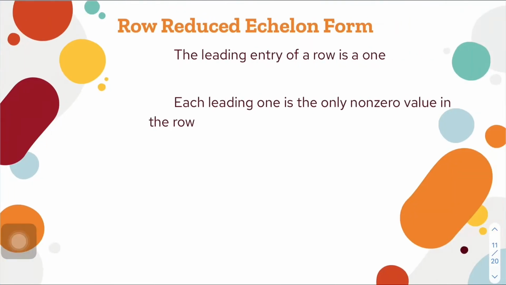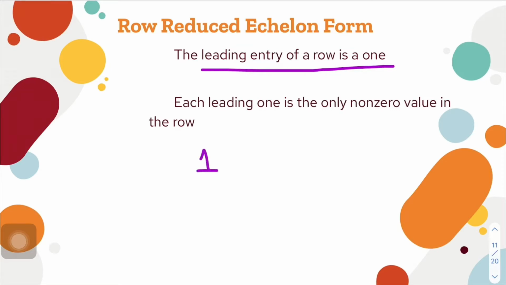Okay, row reduced echelon form is on top of echelon form, you have a really specific way you want this matrix to look. The leading entry of a row is 1. So it can't just be any number like we've seen in echelon form, it has to be 1. And each leading one is the only non-zero value in that entire column.